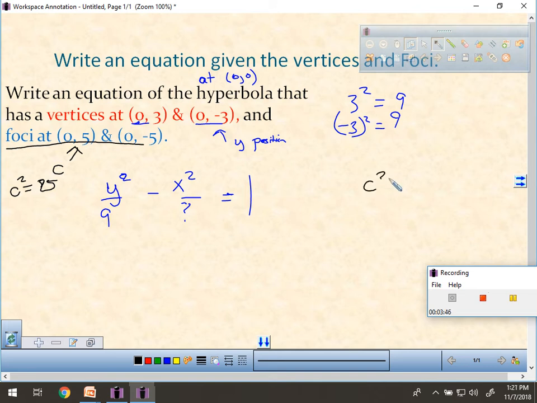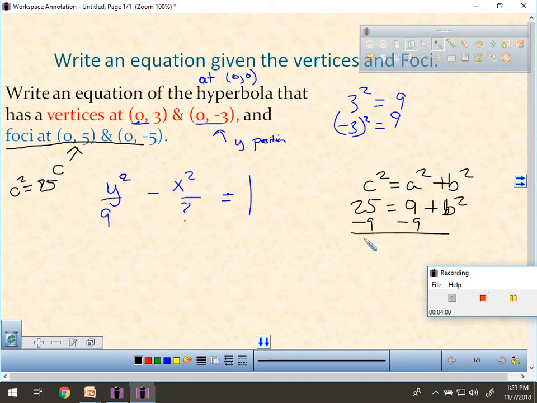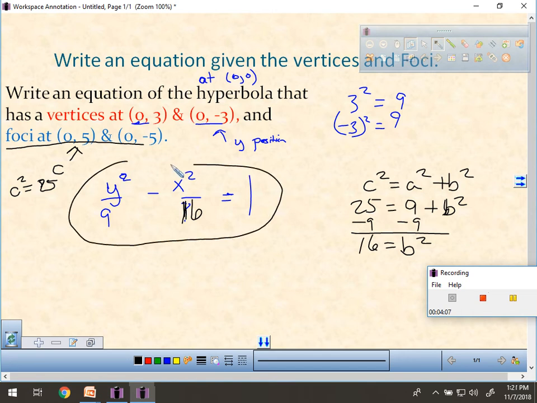Remember, the formula is c squared equals a squared plus b squared. So you know what c squared is now, it's 25. You know what a squared is now, it's 9. And then just solve this for b squared. You don't even have to take the square root. Just solve it for b squared, and you get 16 is b squared. And so that's the number that goes underneath there. And so that would be the equation of my hyperbola: y squared over 9 minus x squared over 16 is equal to 1. And that would be the equation for that.